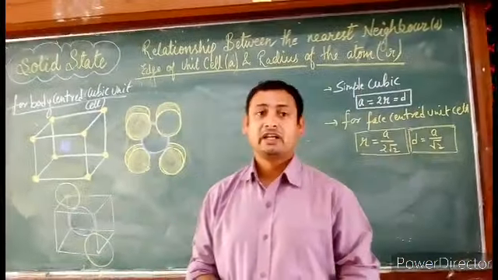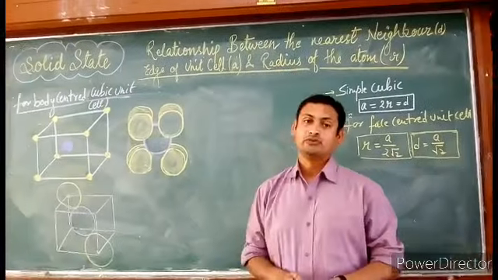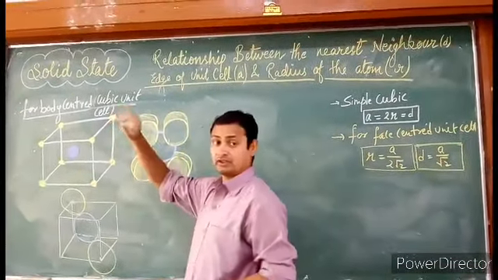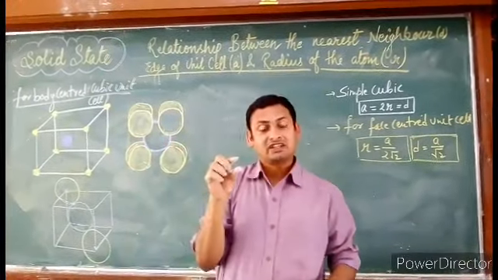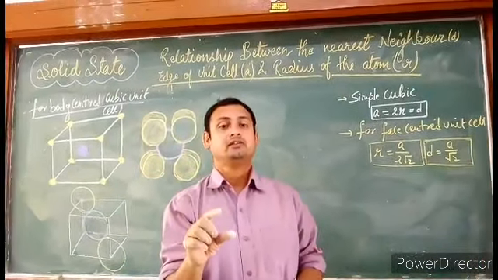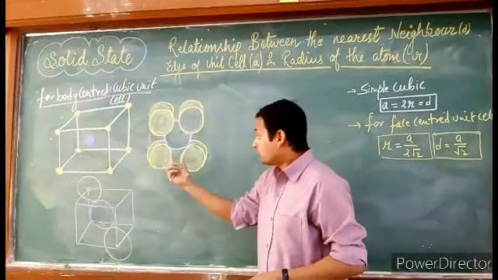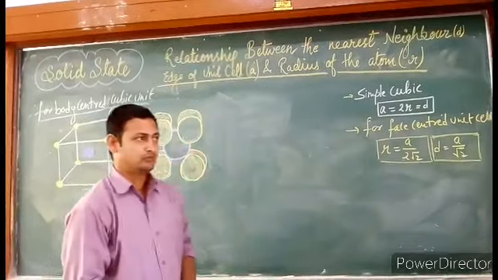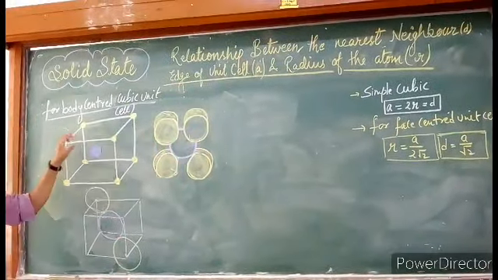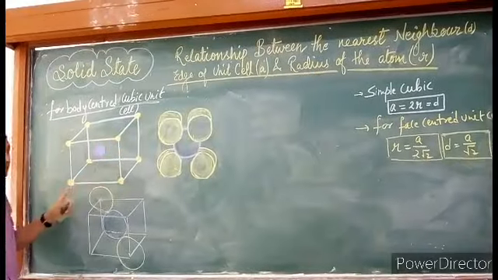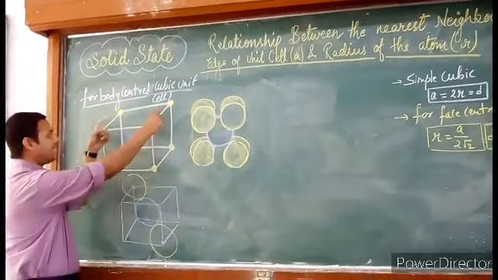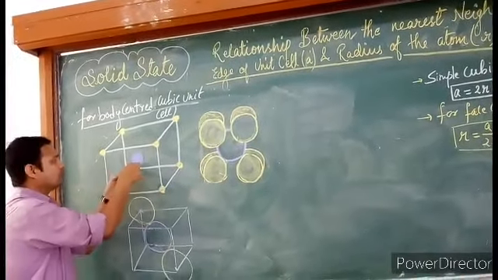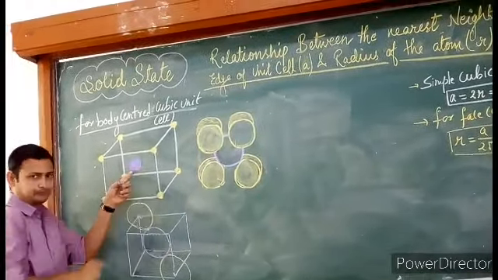So now dear students, we are having the third type of unit cell, that is the body centered unit cell. For this we are going to study the relationship between edge length A, radius of atom and distance between the nearest neighbors. As we all know, in the body centered unit cell, we have atoms at 8 corners and one atom at the center.